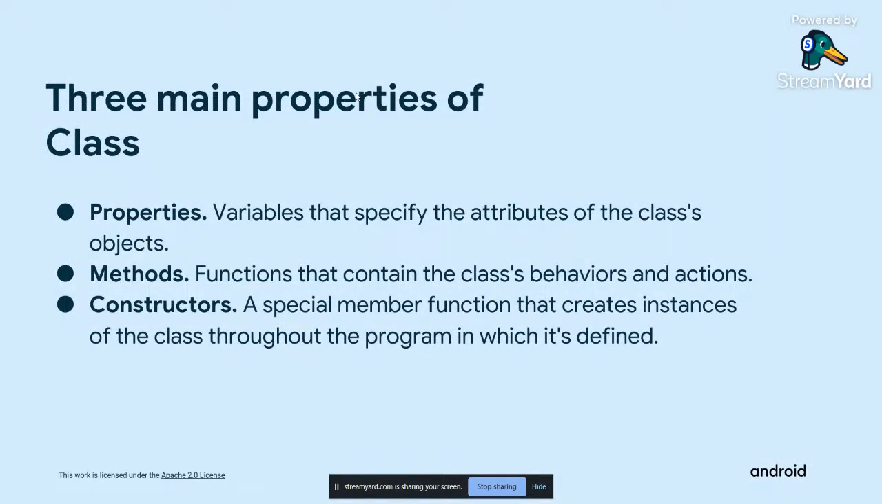Now let's see what the three main properties of a class are. The first one is properties, which are variables that specify the attributes of the class object. Then there are methods, which are the functions that contain the class behaviors and actions. Then there are constructors, which are a special member function that creates instances of the class throughout the program in which it is defined. It will be more clear along the journey. I hope it is understandable: properties, methods, and constructors.